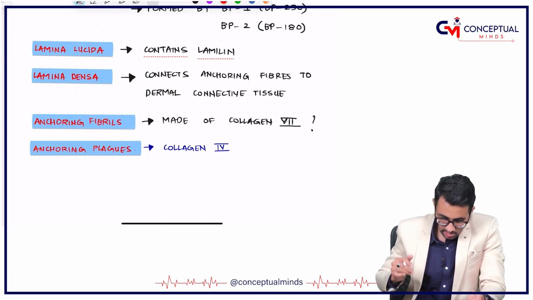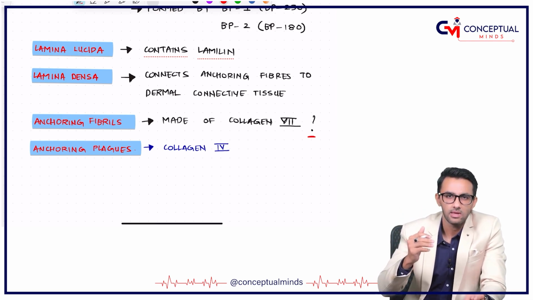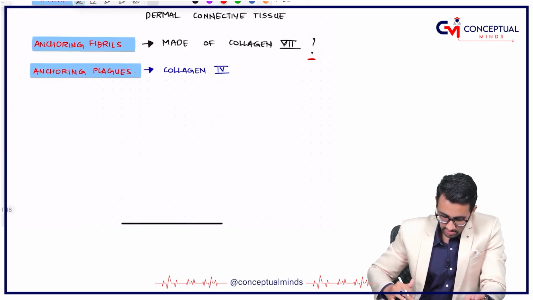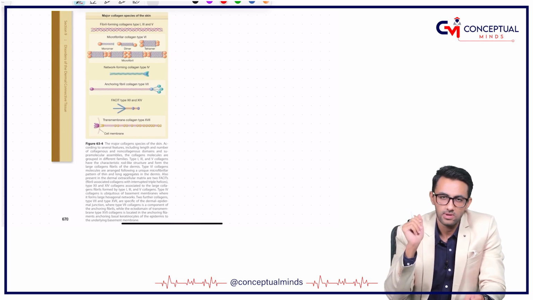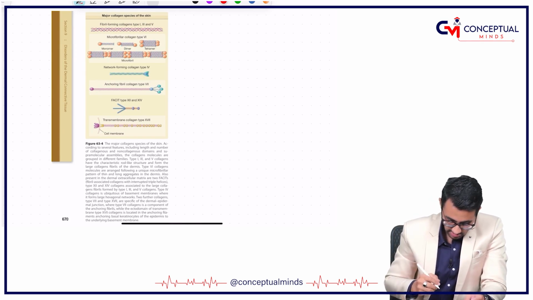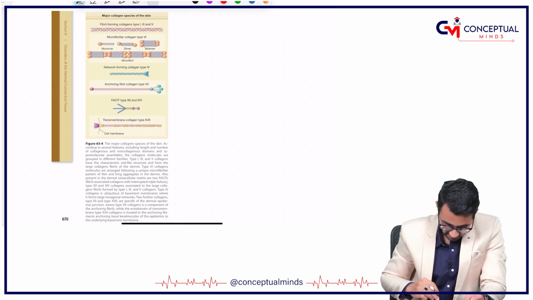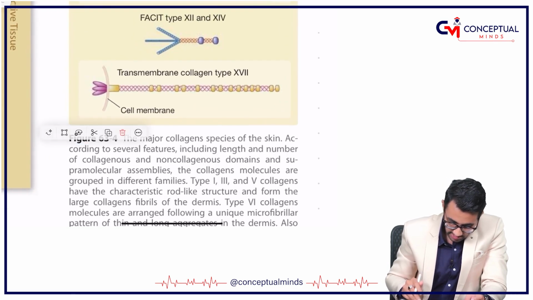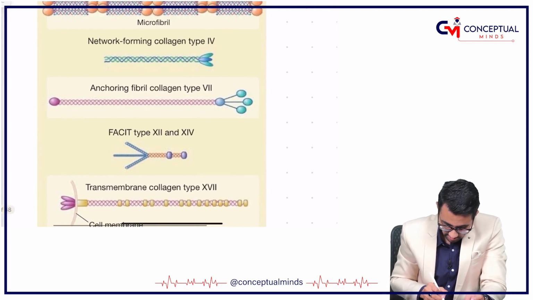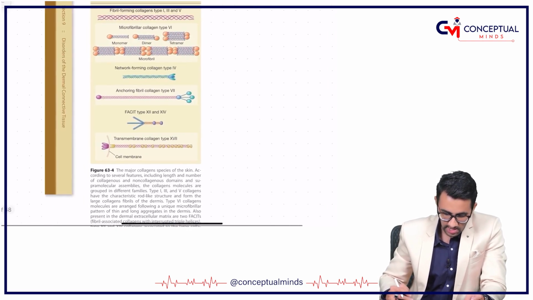So, concluding the collagen topic: which is the collagen used in anchoring fibrils? I have given a reference from the Fitzpatrick textbook of dermatology. You can check this page out in the version that I have. This is page number 670, and in figure 63.4 we can clearly see that the anchoring fibril collagen is type 7. So the doubt is clear once and for all.